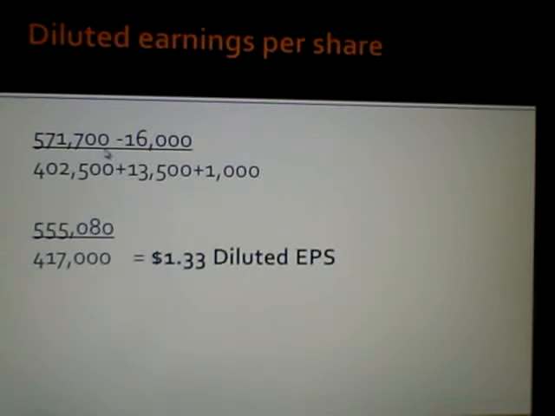And then again, you take the net income minus the preferred dividends over the weighted average, which we determined before, plus the new convertible bonds, plus the shares from stock options, giving you a new diluted EPS of 1.33.